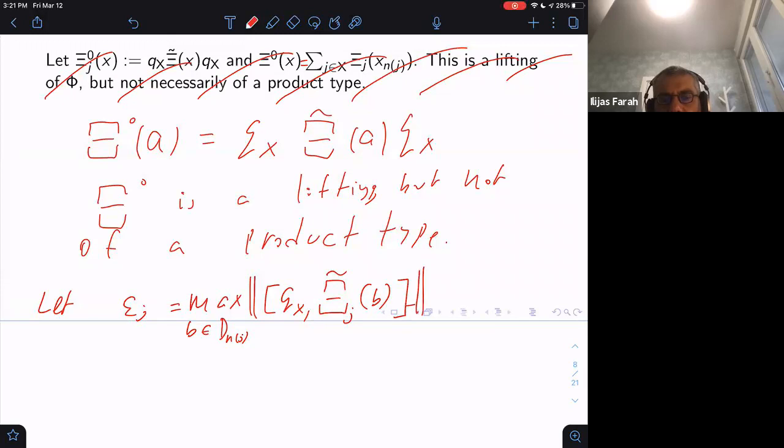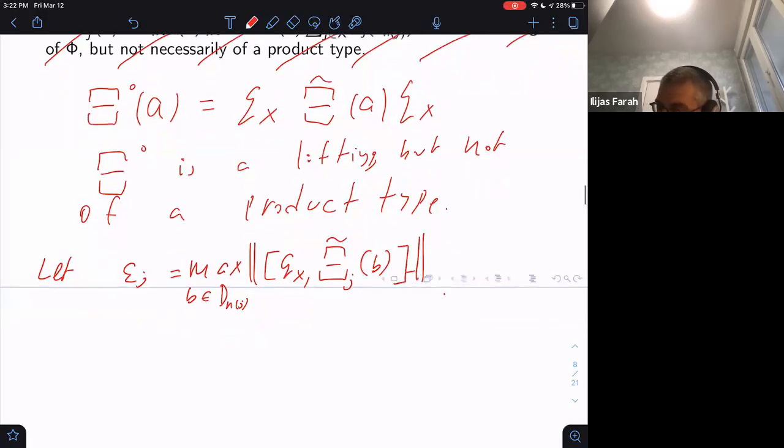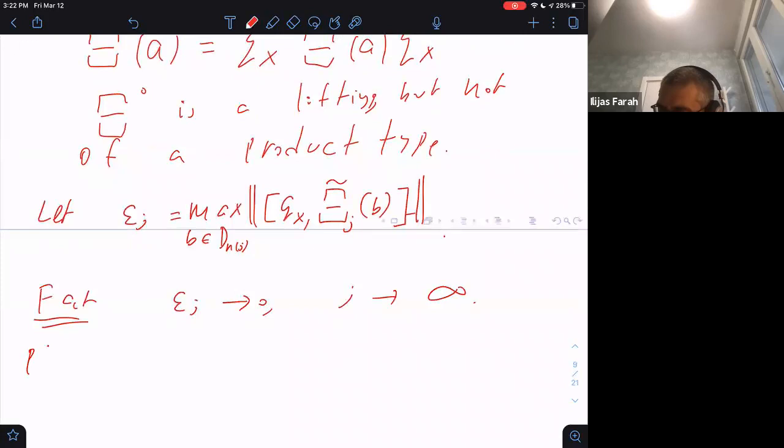Right, so once again, the issue is that Qx doesn't commute with these. Well, okay, so we just measure how badly it doesn't commute with them. And now the point here is the fact that epsilon j converges to 0 as j goes to infinity. Right, so this is the key thing here. So assume not.